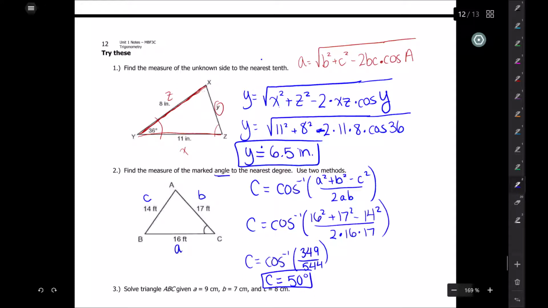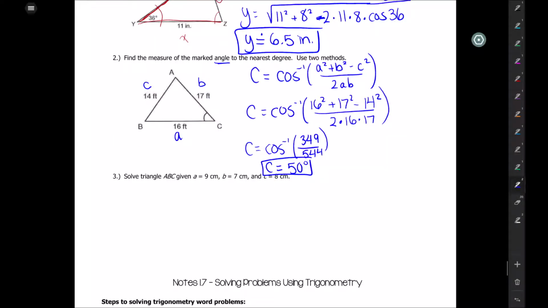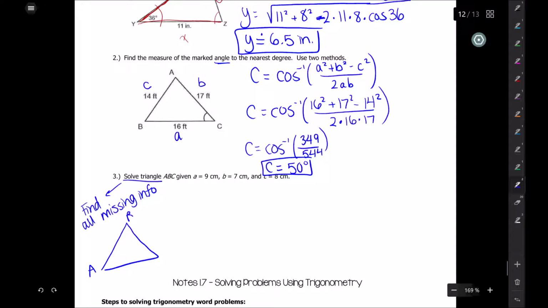Okay, all right, so now what I want to do is I want to look at question number 3. It says to solve triangle ABC given A equals 9, B equals 7, and C equals 8. Now if you remember, to solve a triangle, it means to find all missing info. Okay, so if I were to draw a picture, because that's always going to be helpful, we know if this is angle A, then this is side A.